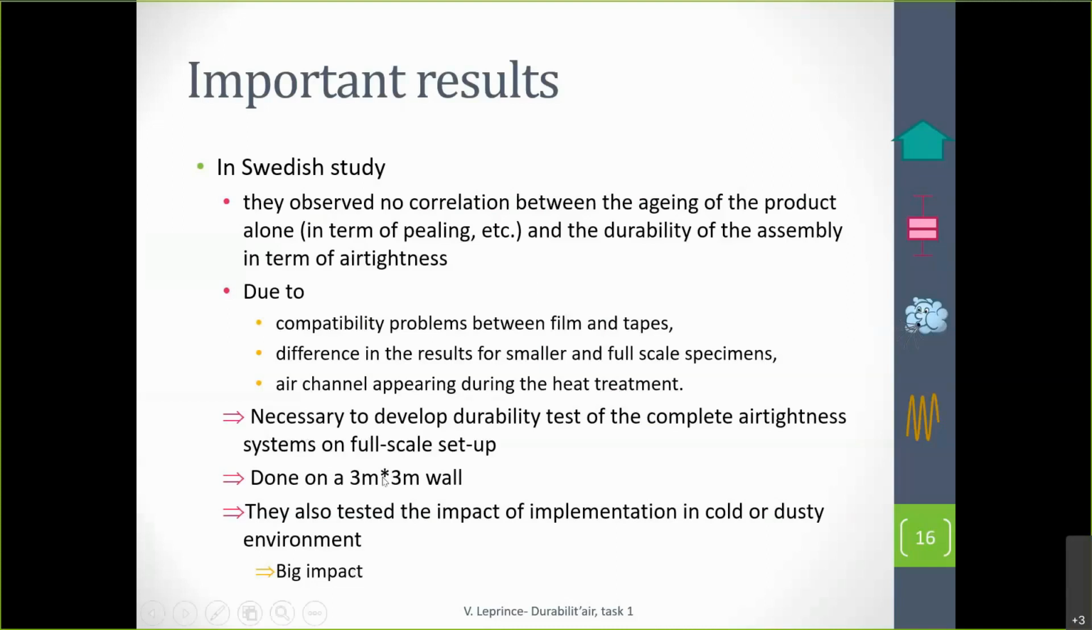So that's why they have done these 3 meter by 3 meter walls for the follow-up of the study. And they also tested the impact of implementation in cold and dusty environments, and they found out that there was a big impact of the temperature and the dusty environment when the air barrier is implemented.